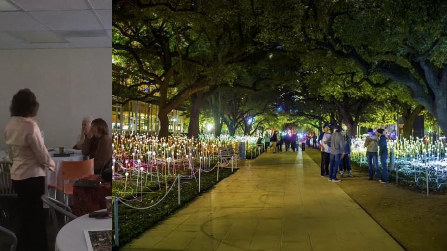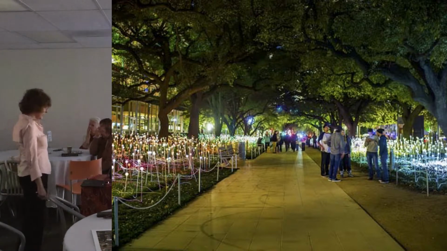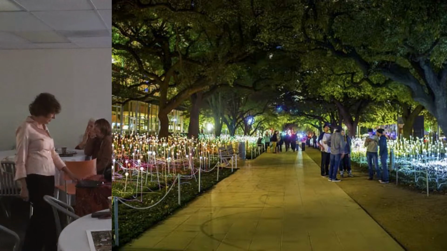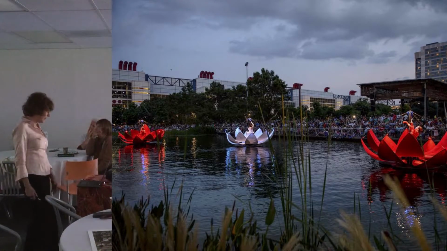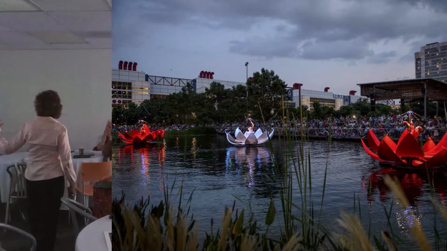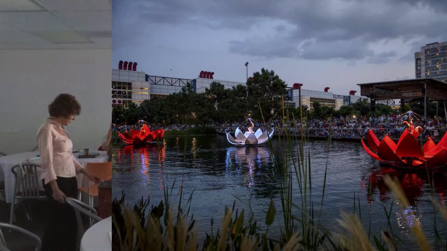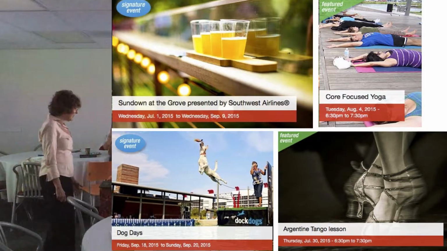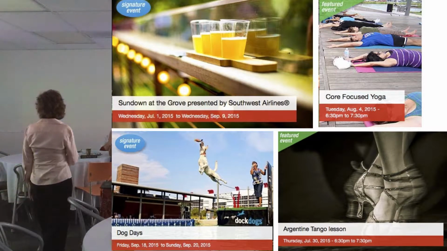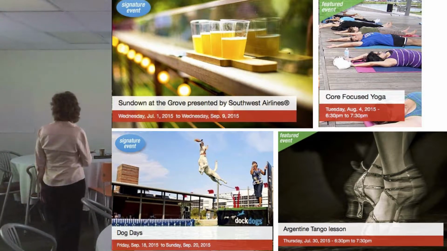So this is the LA, which they use for art installations as well as the farmer's market. You show this floating lotus thing, so they do art events in the 6-inch water feature. And they've gotten other sponsors. They do Tango, Dog Days. They have Southwest Airlines doing a little happy hour, yoga.